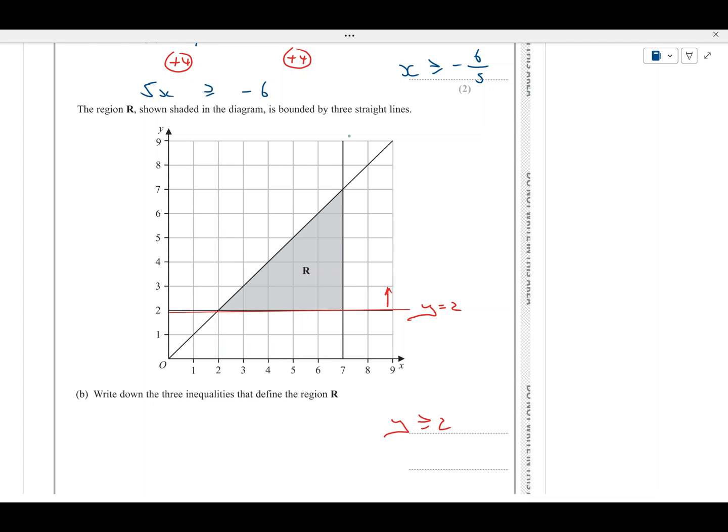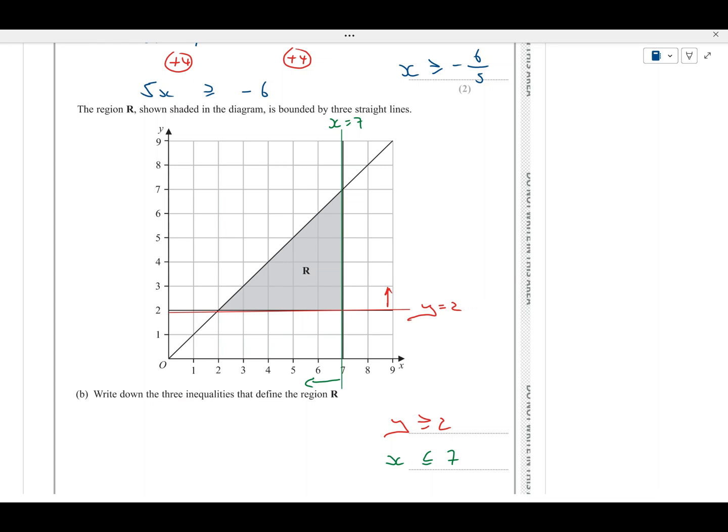By the way, generally, the mark scheme still allows you all the marks if you just write y is greater than 2. Let's look at this green line. That's the line x equals 7, because it crosses the x-axis at 7. We want to go that side of it, so x will be less than or equal to 7.